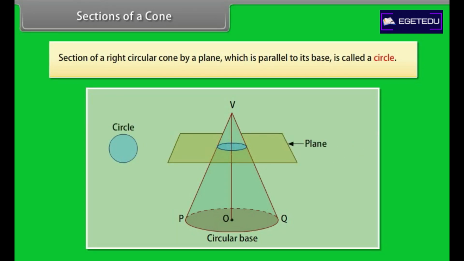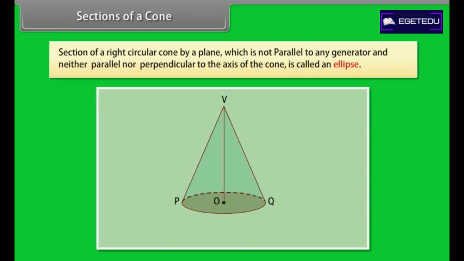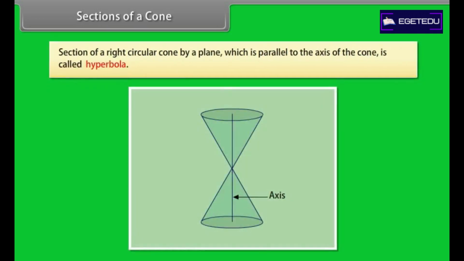The section of a right circular cone by a plane which is parallel to its base is called a circle. The section of a right circular cone by a plane which is parallel to a generator of the cone is called a parabola. The section of a right circular cone by a plane which is not parallel to any generator and neither parallel nor perpendicular to the axis of the cone is called an ellipse. The section of a right circular cone by a plane which is parallel to the axis of the cone is called a hyperbola.